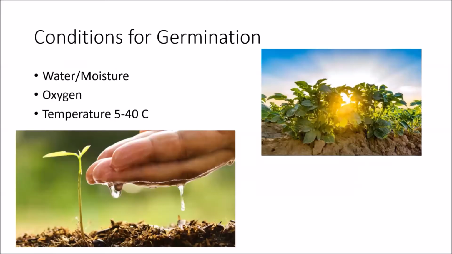All right, now let's focus on the conditions for germination. There are three conditions needed for germination. You have water/moisture, so the soil is going to have to be a little bit moist. You're also going to need oxygen so that respiration can take place. And you also need a suitable temperature range between 5 degrees Celsius and 40 degrees Celsius.